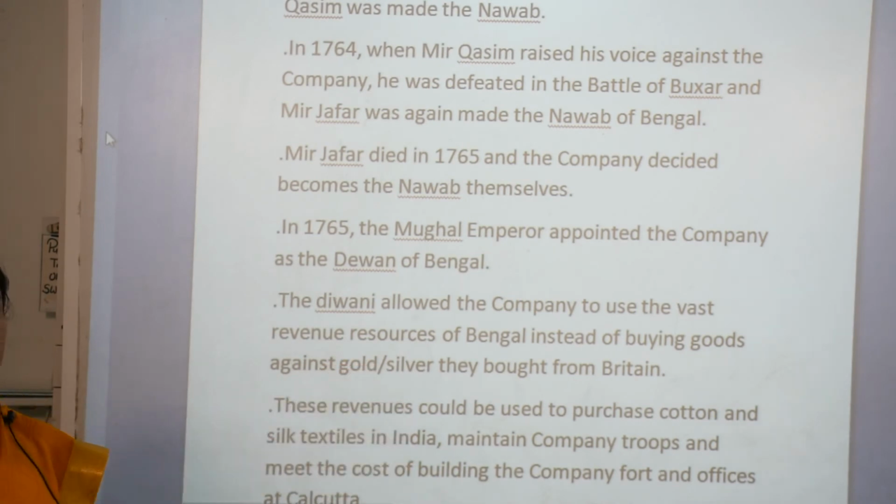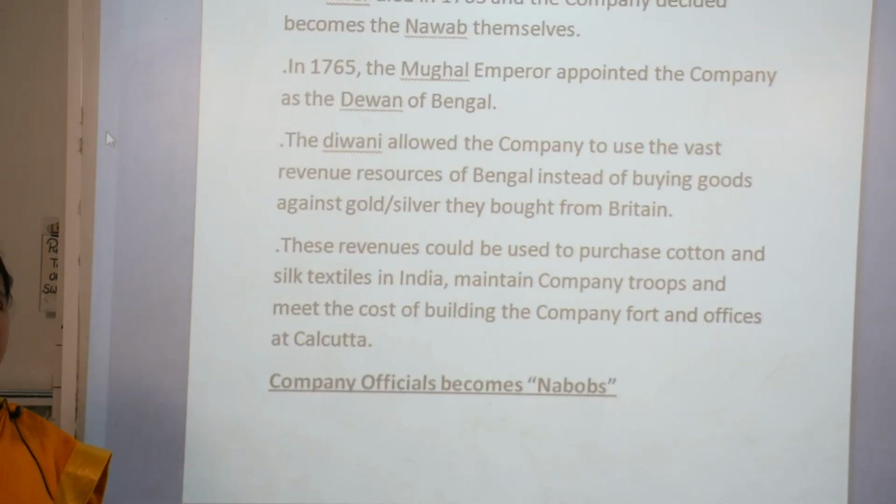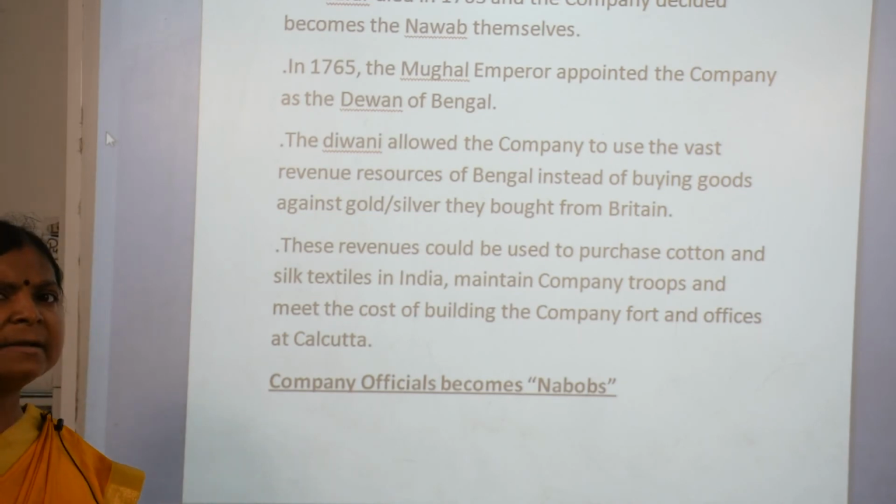Where were they using this revenue? They used it to purchase cotton and silk textiles in India. By this they maintained the company troops and met the cost of building company forts and offices at Calcutta. So they spent this money here. Now the company officials became Nawabs. One question comes: how did these company officials get the title Nawab?